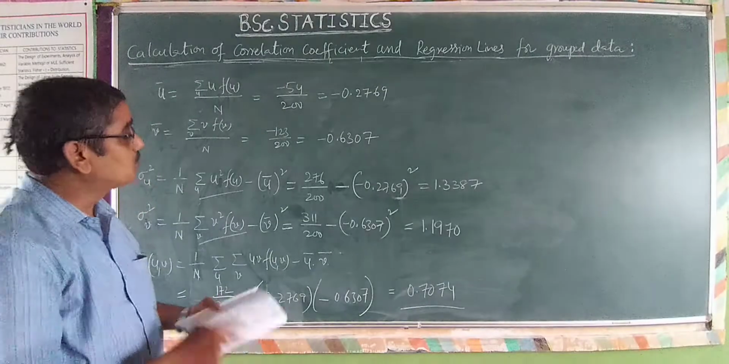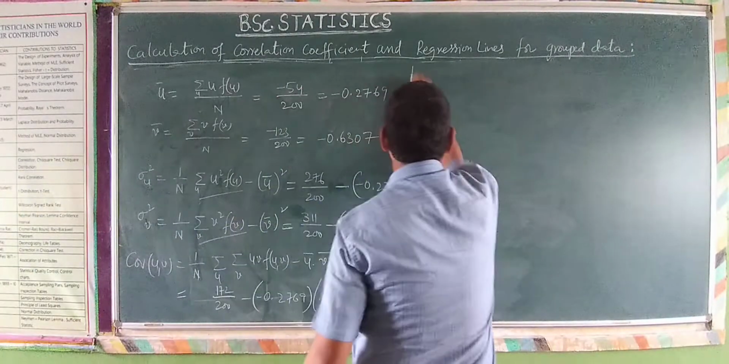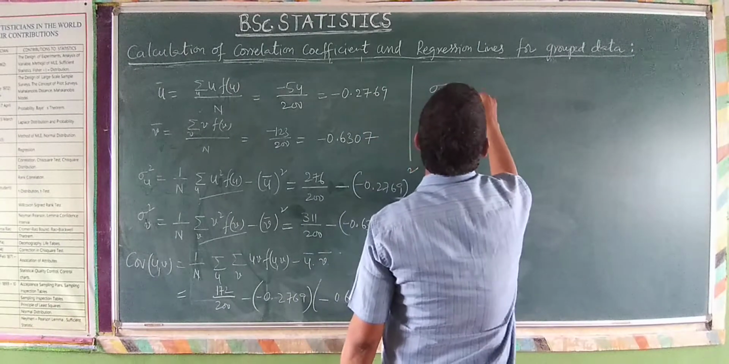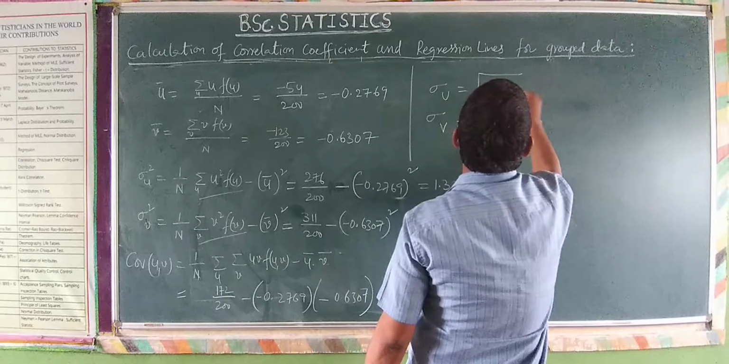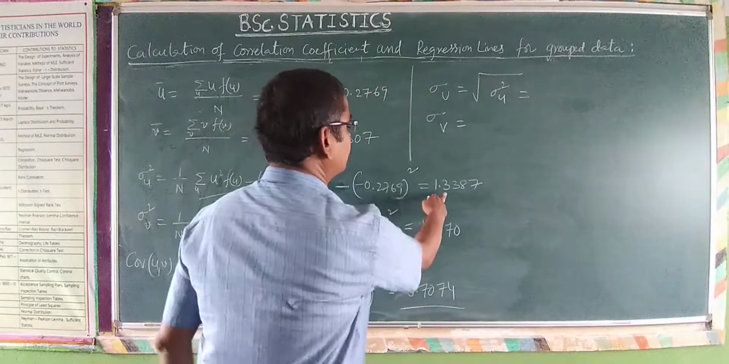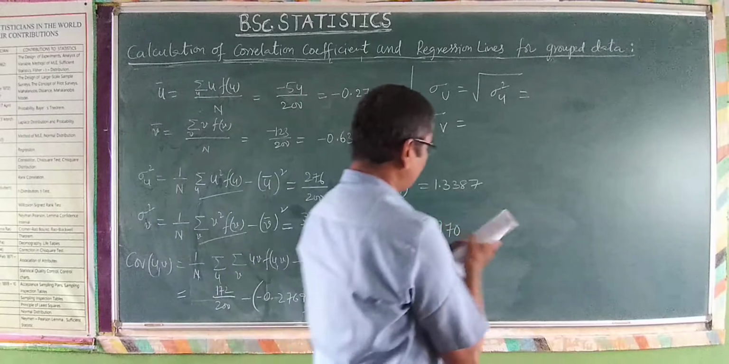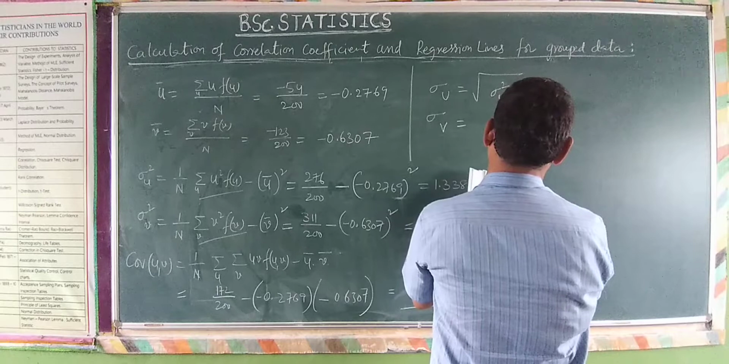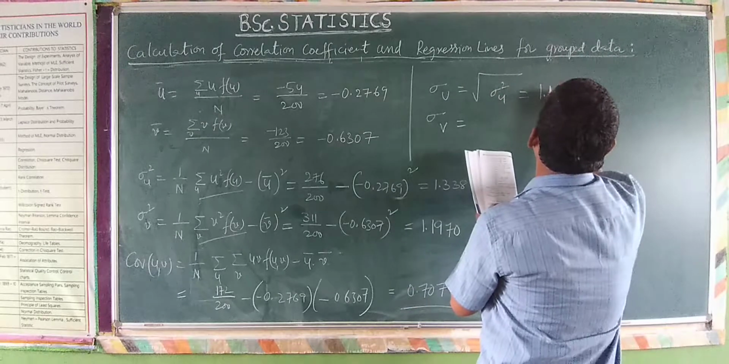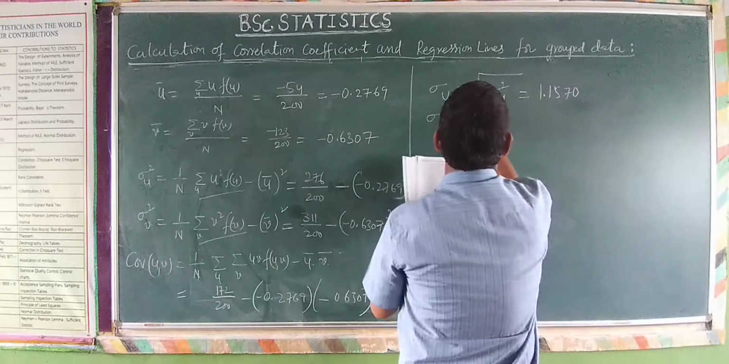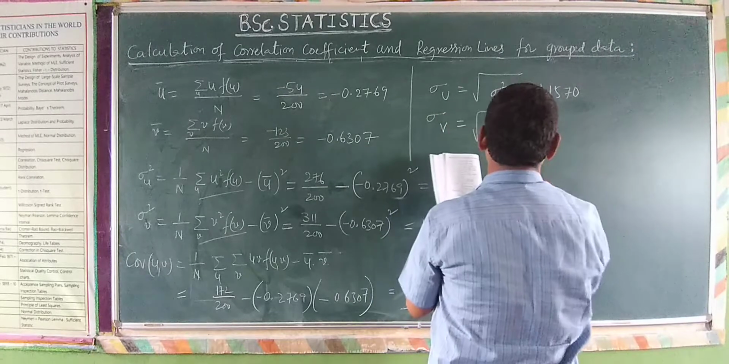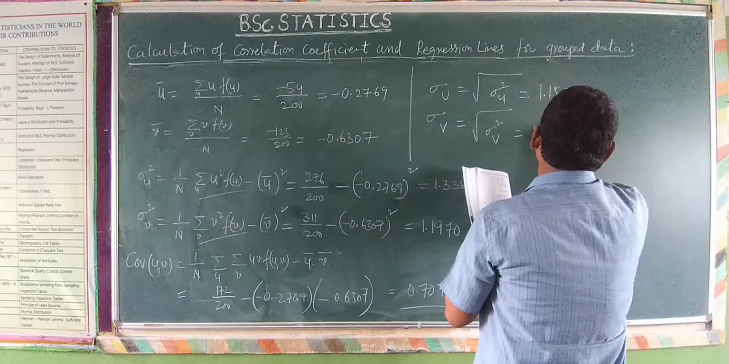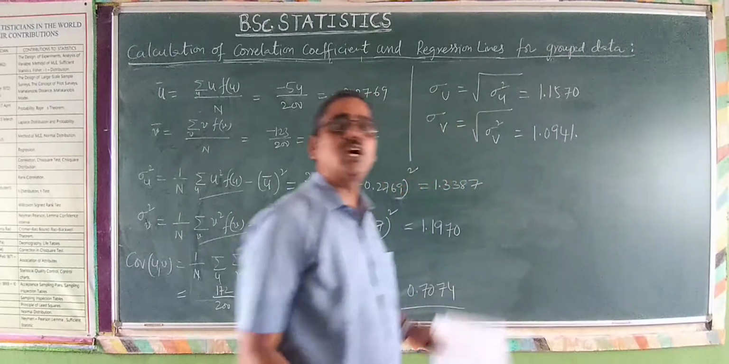So with these values, what do you have to find out more? It's sigma U and sigma V. Sigma U is nothing but the square root of sigma square U, the square root of 1.3387. The value of sigma U is 1.1570, and similarly sigma V is the square root of sigma square V. The value of sigma V is 1.0941.